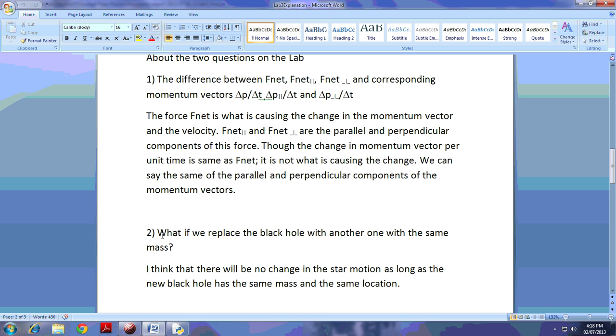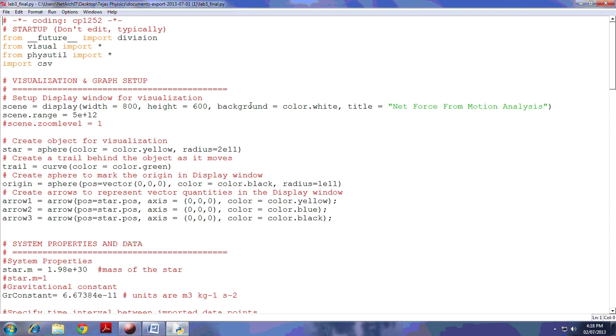The second question was, what if we replace the black hole with another black hole with the same mass? I think that there would be no change in the star's motion as long as the new black hole had the same mass and same location. I'm now going to run this in IDLE.